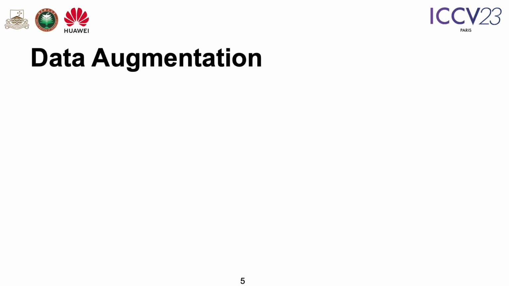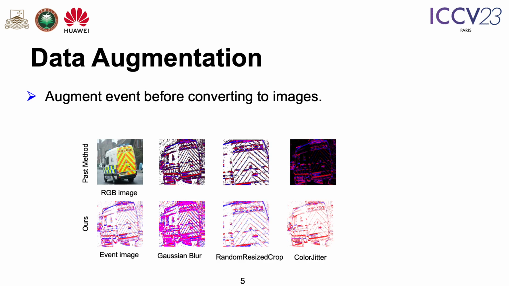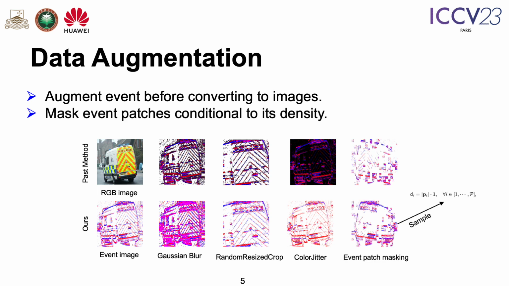In data augmentation for event camera data pre-training, one may directly and wrongly perform these augmentations on event images. In contrast, we study how to perform event data augmentations before converting to an event image. Here, we show the comparison between augmentations after and before the conversion. When masking the event patches, one should perform masking conditional to the event patch density, avoiding amplifying the spatial sparsity of event data.